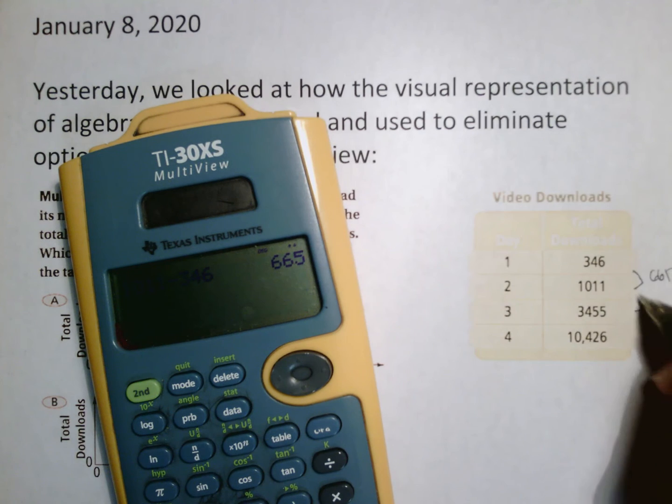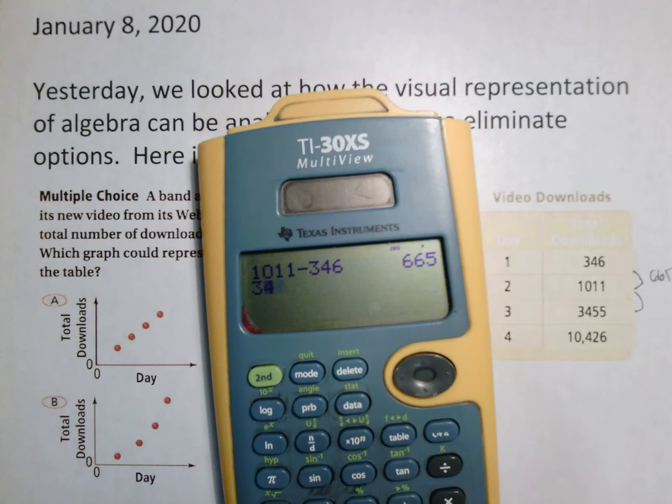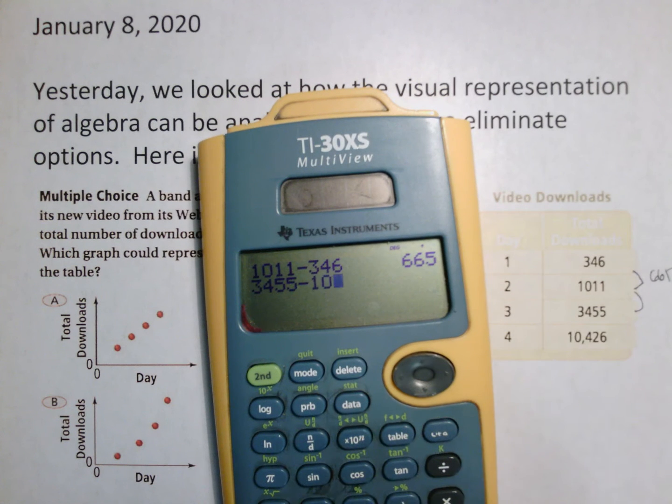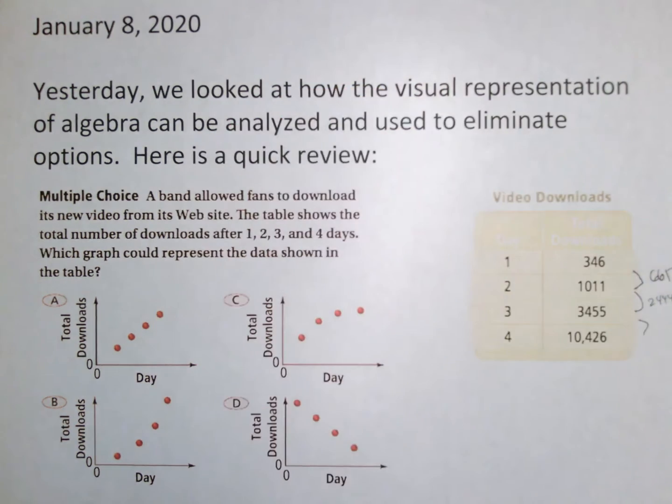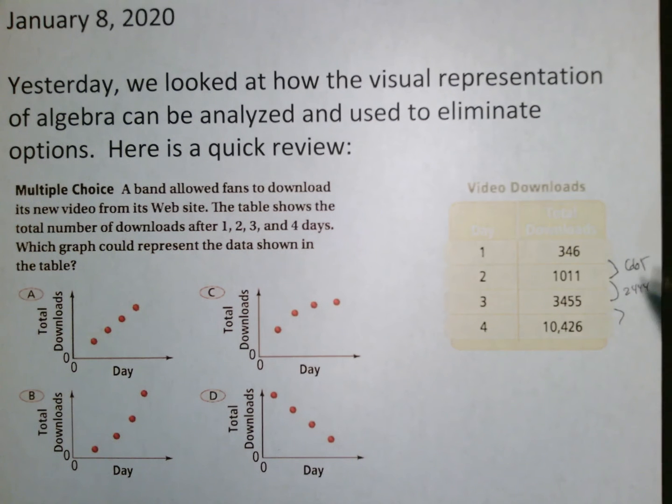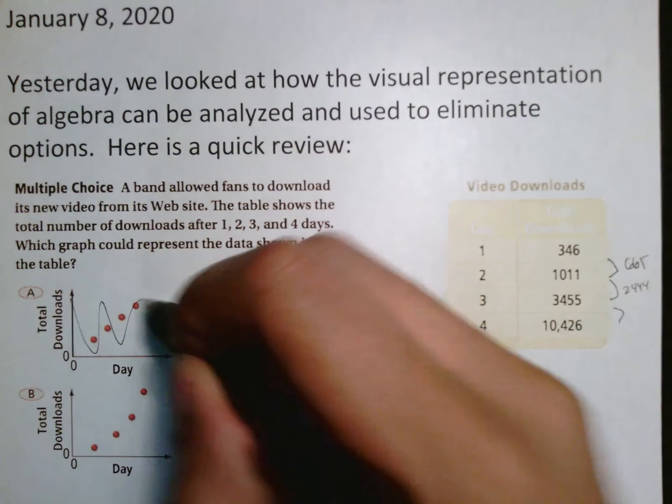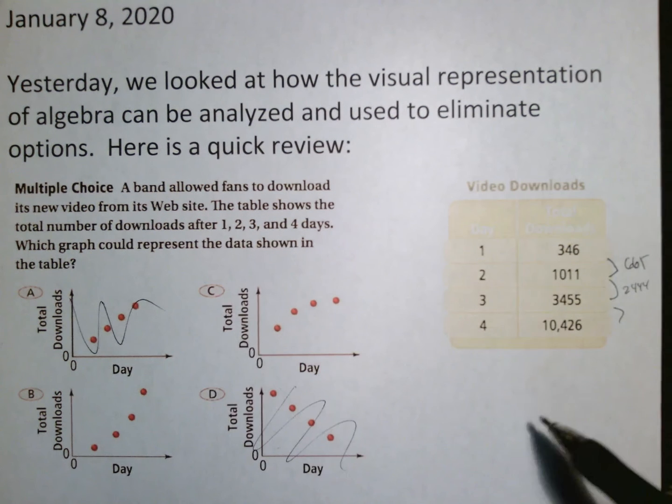Now you're going to do second minus first again. So 3455 minus 1011 is that answer. And then of course I really don't need more than that, because if you remember, I told you yesterday that when these two numbers are different, it means it's nonlinear. And so we have a couple things we can do here. First off, we know it's nonlinear, so anything that looks like a line can go away. This is a line, can't be it. That is a line, can't be it.